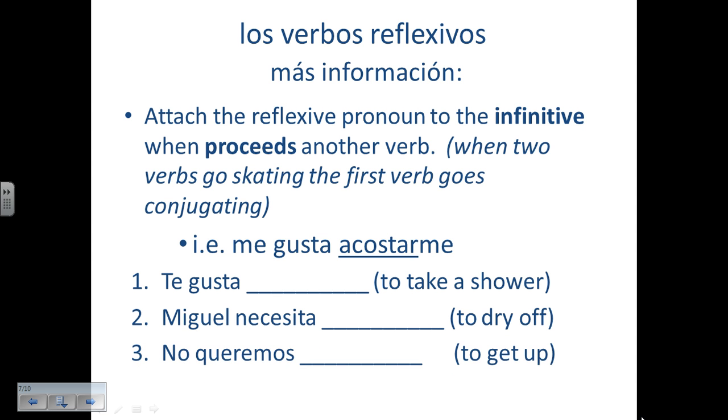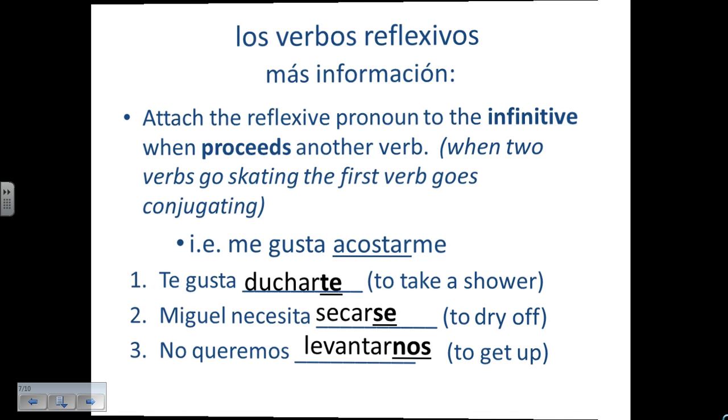So, why don't you go ahead and try these 3 verbs. What would our second verb be in these 3 sentences? Go ahead and hit pause and give it a shot. Okay, let's see how you did. To take a shower would be, te gusta ducharte. Miguel necesita secarse. And then no queremos levantarnos. I know my subject because of either the conjugation of the verb or the subject.